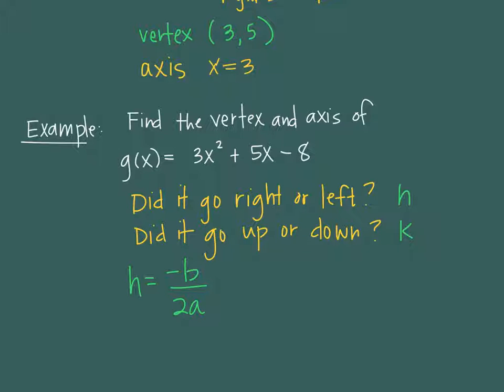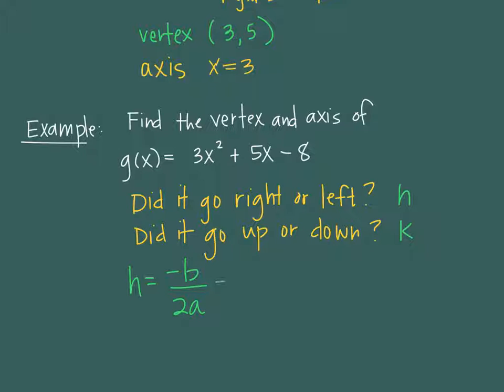The quadratic formula is exactly, this is part of the quadratic formula. x equals negative b plus or minus the square root, all over 2a. It's only the negative b over 2a part that's going to tell you what the h is. It'll tell you if this went left or right.